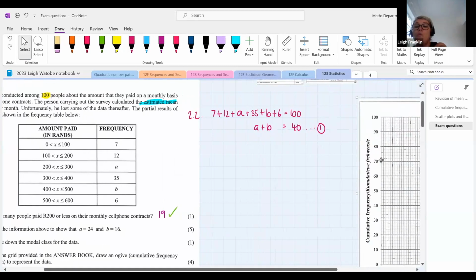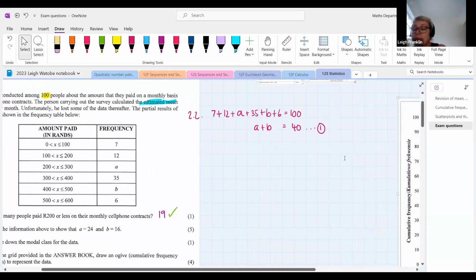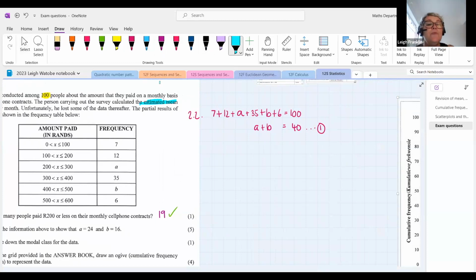All right. So when you calculate an estimated mean, I don't know if you guys remember this from grade 10, but the first thing that you need to do is determine the midpoint of the class interval. So in other words, we look at the lower bound, we look at the upper bound, we add them together and we divide by 2. So 0 plus 100 would be 100 over 2. That would be 50. So the midpoint would be 50.